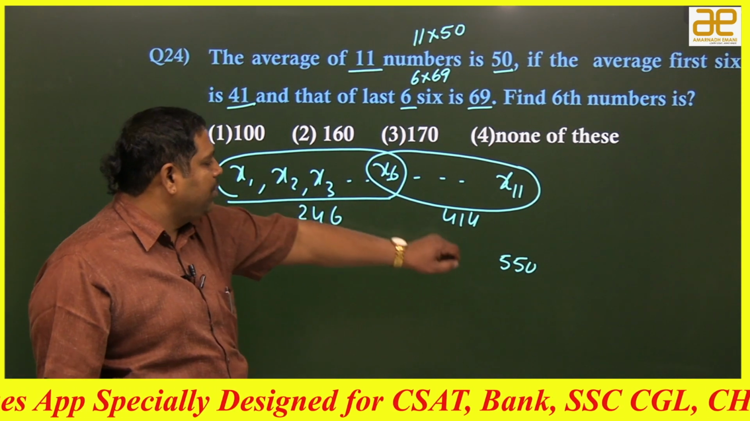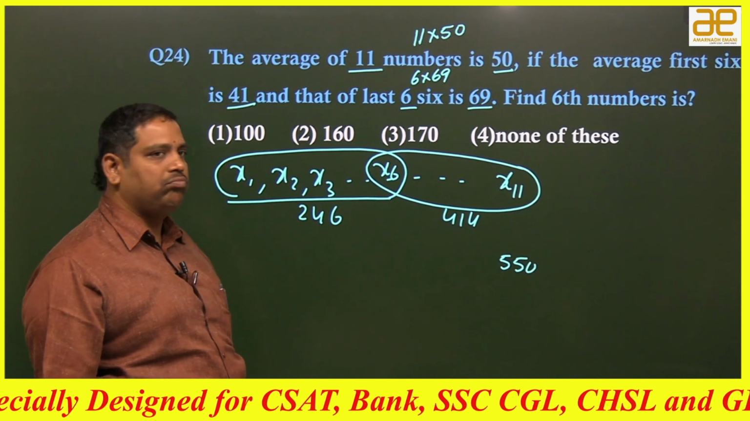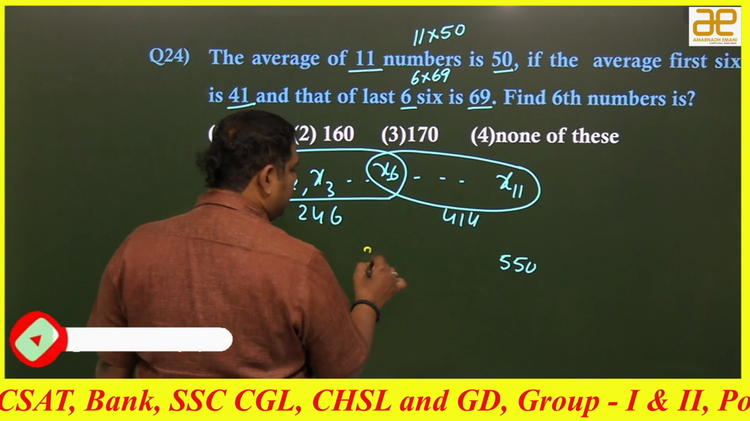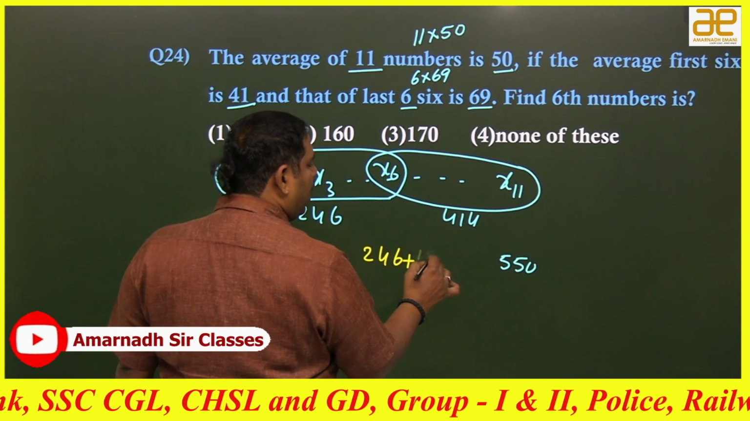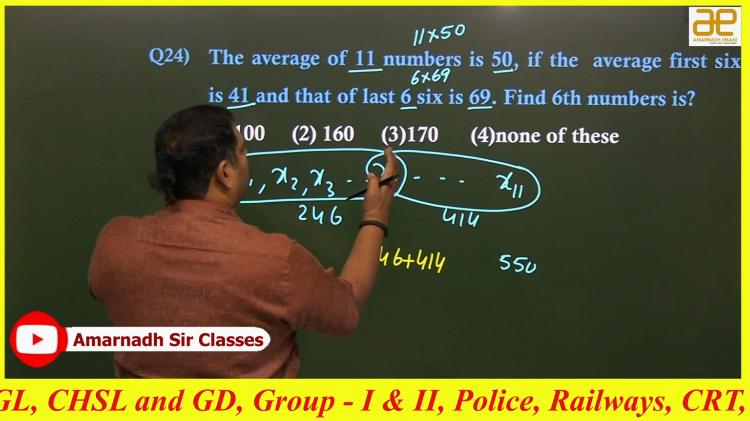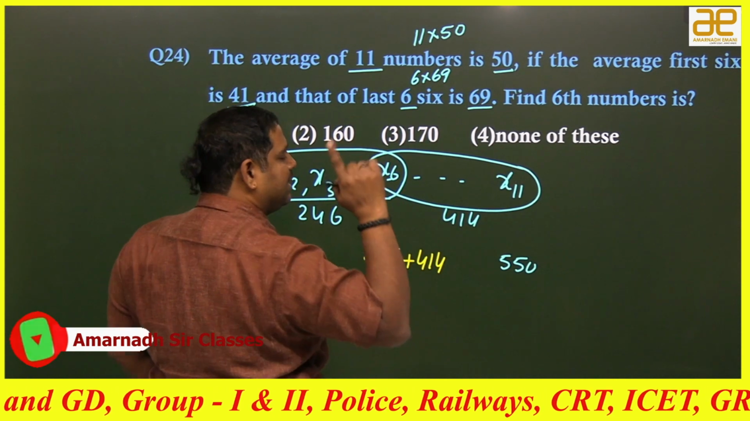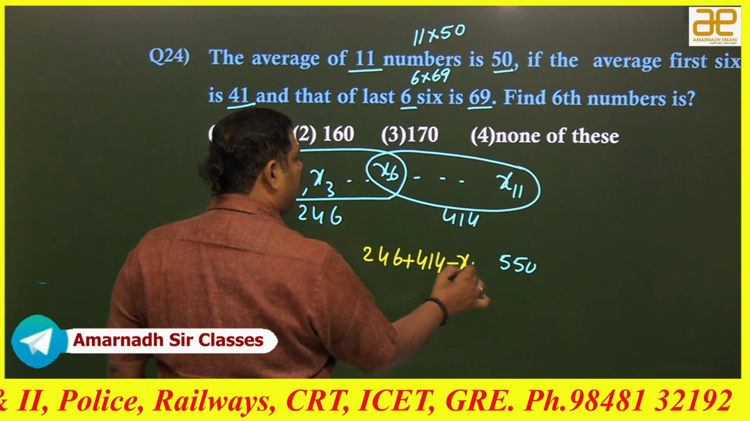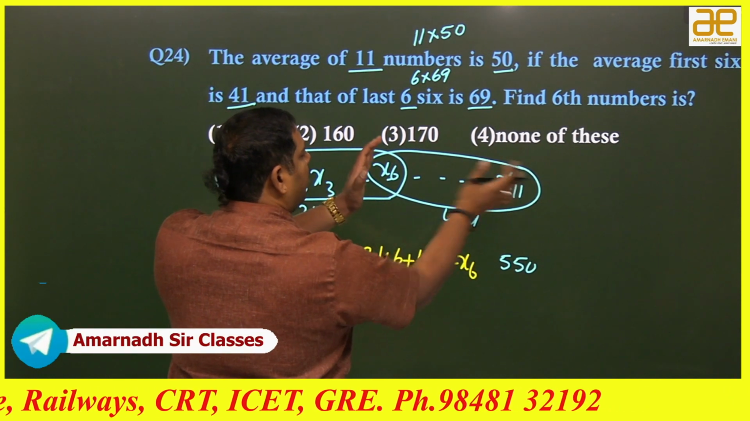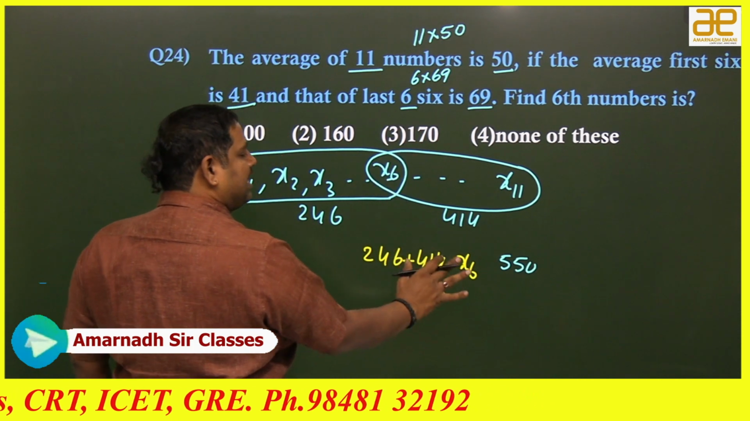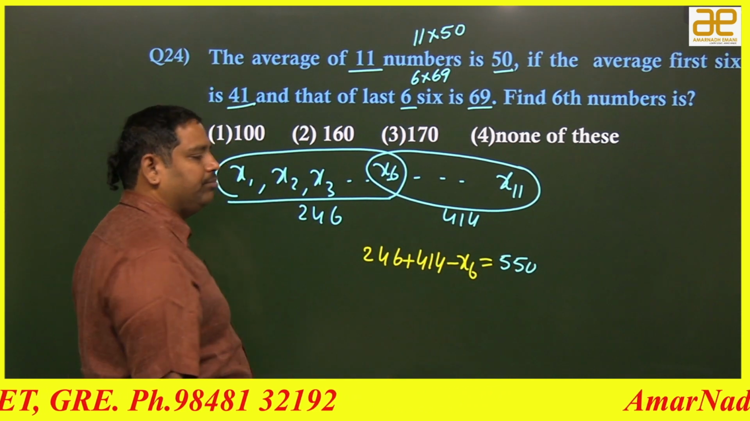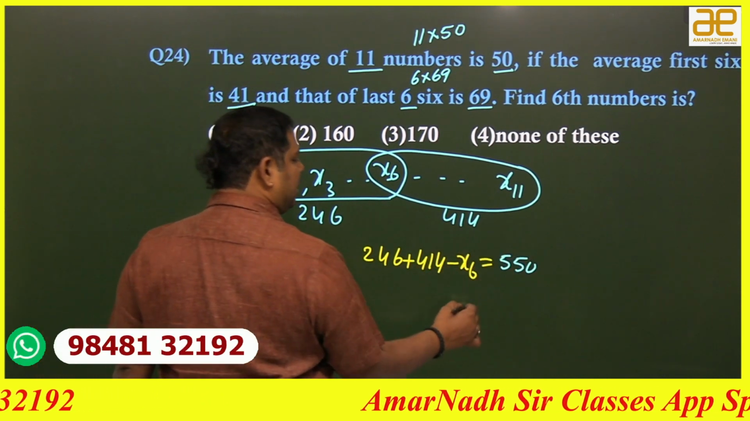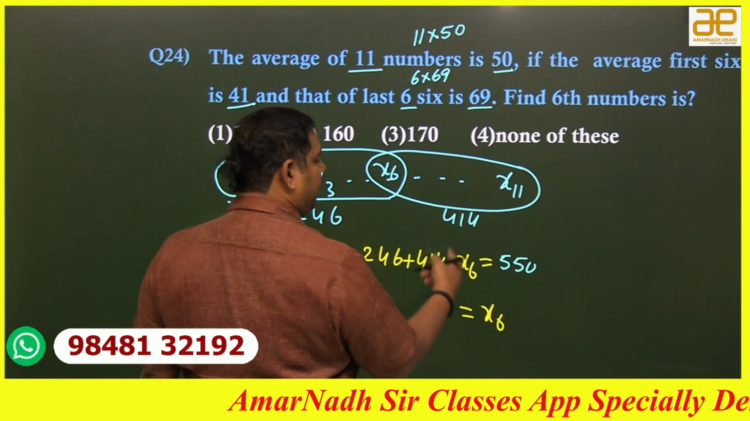Sir, if I add these two, is it equal to 550 or not? No. Why? Because if I add these two, that is 246 and 414, you are taking x6 two times. Am I right? So if I remove it once, these all have these numbers, and this I have removed once. Means exactly this is equal to the sum of 11 numbers, which is equal to 550. So move the x6 to that side. That's what he is asking, right?